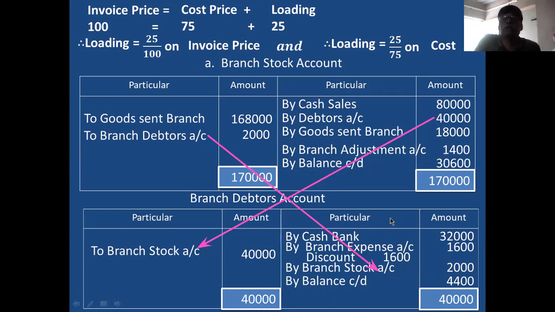After preparing the debtors account, the third account is branch expense account.